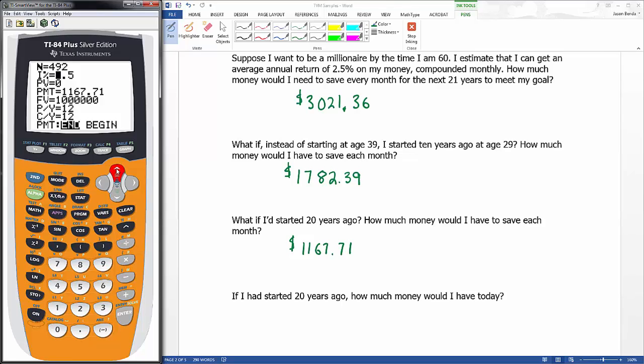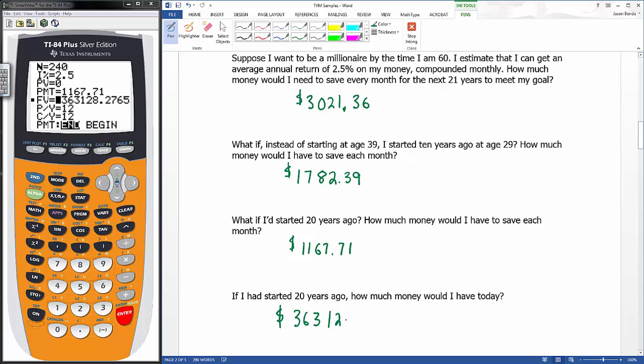So again, I started with 0. And we're assuming that I've only had this investment for 20 years. So 20 times 12. And solve. And again, the sign's backwards. But what this says is that if I'd started 20 years ago just investing this much money each month, I would currently have $363,128.28 to the nearest cent.